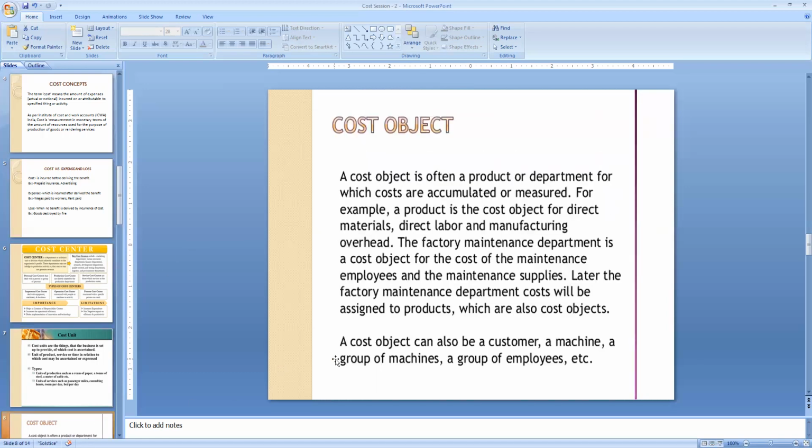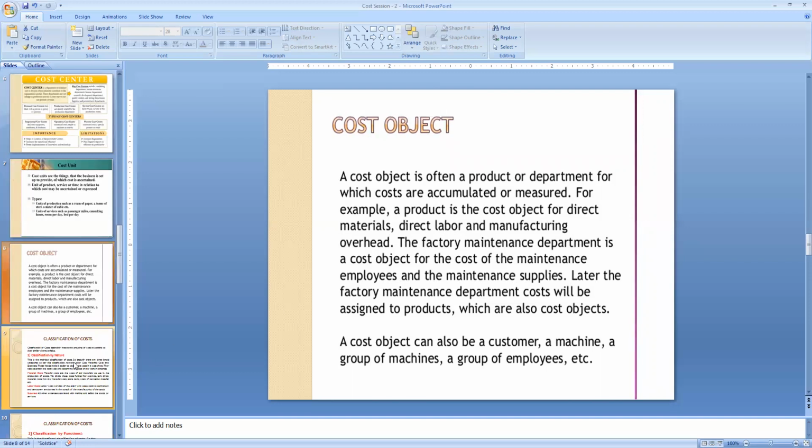Another thing is called a cost object. What do you mean by this cost object? It is nothing but a product or a department for which costs are accumulated or measured. For example, a product is the cost object for direct material, labor and manufacturing overhead. The factory maintenance department is the cost object for the cost of maintenance employees and maintenance supplies. So that is called a cost object.